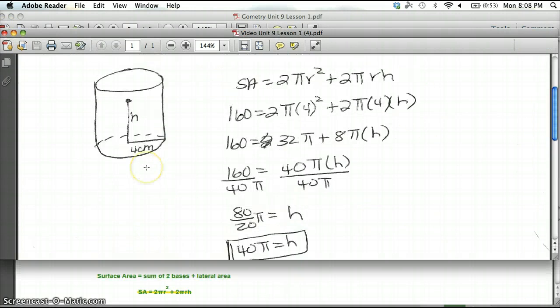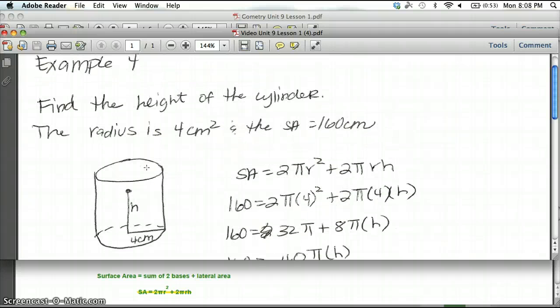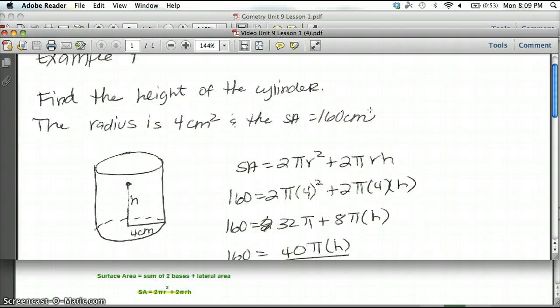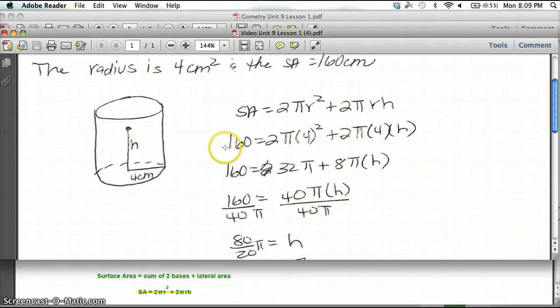And finally, my last one, it says, find the height of the cylinder. The radius is 4 centimeters and my entire surface area is 160 centimeters squared. So this one actually gives you your surface area, and it wants you to find your height. It tells me that my surface area is 160. So 160, I plugged that in, is 2 pi. It gives me my radius, so 4 squared, plus 2 pi times radius, which is 4, times my height, which I don't know. So I just put my h there.